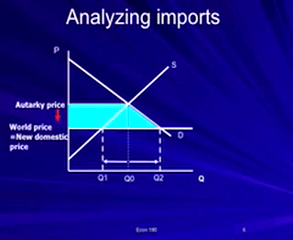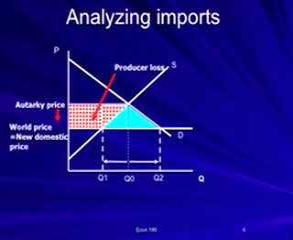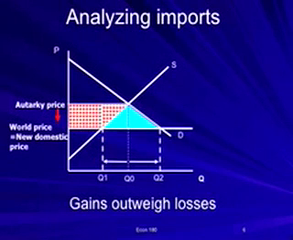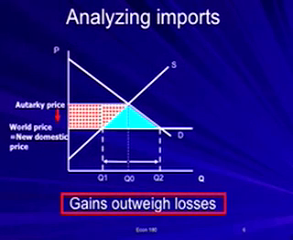Applying our earlier results, consumers gain consumer surplus equal to this blue area. Domestic producers are hurt by the increased competition and lower price. In this case, the loss of producer surplus is given by the red hatched area. Imports cause a reduction in domestic production from Q0 to Q1 and an increase of domestic consumption from Q0 to Q2. We can analyze these changes further.